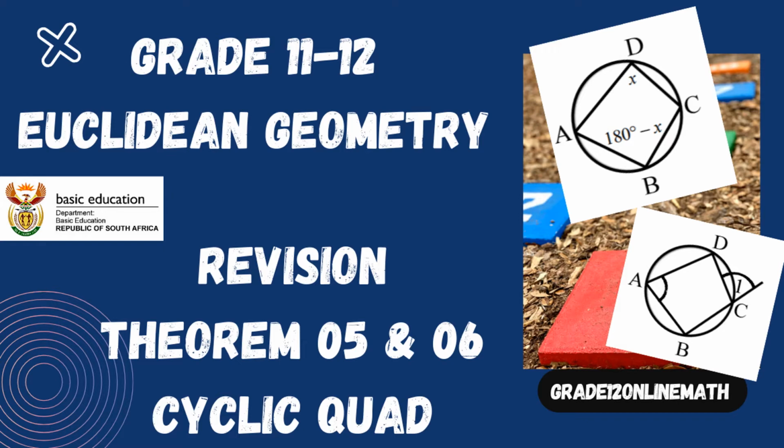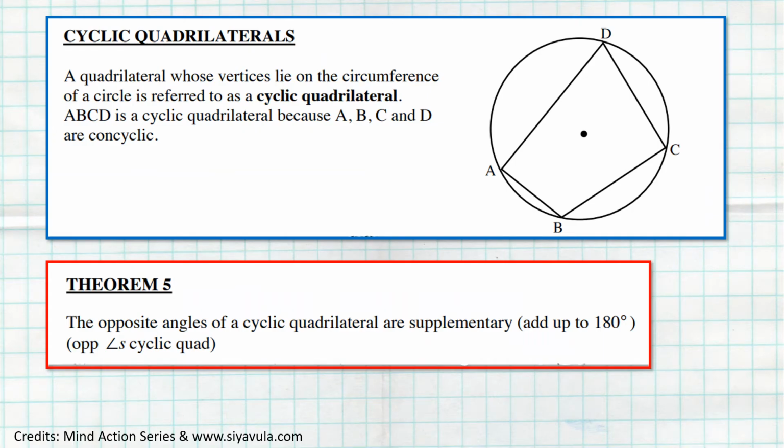Today we're going to be continuing with Euclidean geometry, our revision, and we're going to be focusing on theorem number 5 and 6 of cyclic quadrilateral. Okay, let's start by revising what a cyclic quadrilateral is.